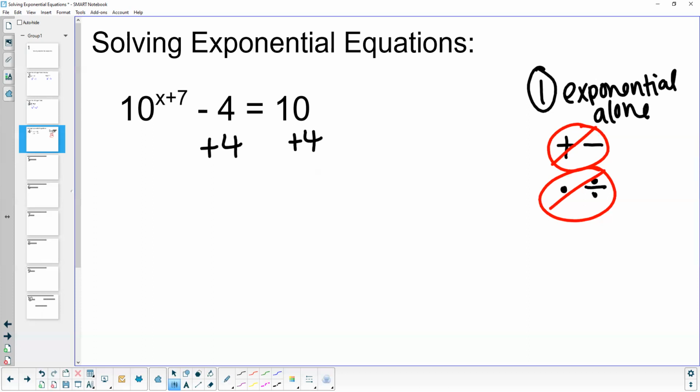Plus 4, 10 to the power of x plus 7 equals 14. Okay, you can see how we got that exponential all by itself there. It's just 10 to the power. There's nothing multiplied or added to it. So we got that alone.